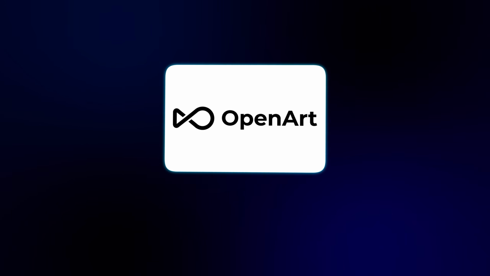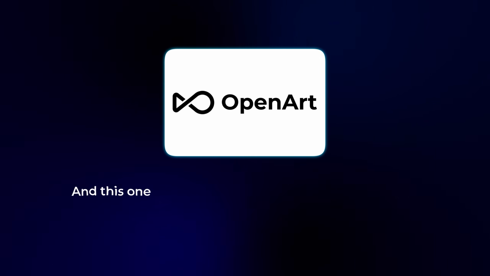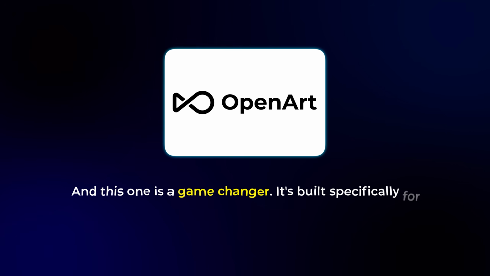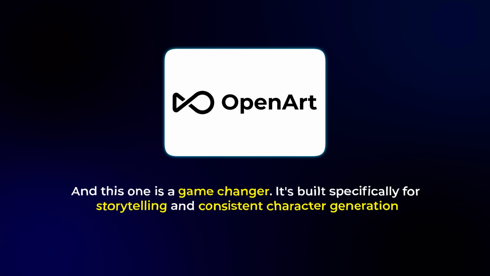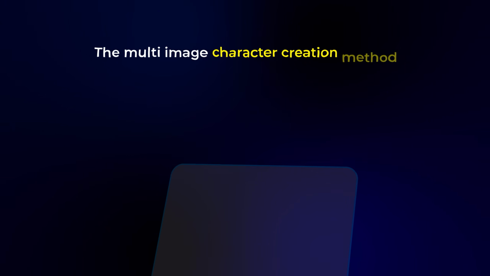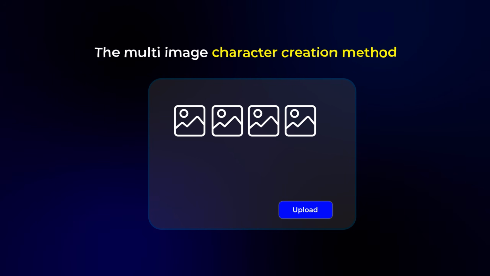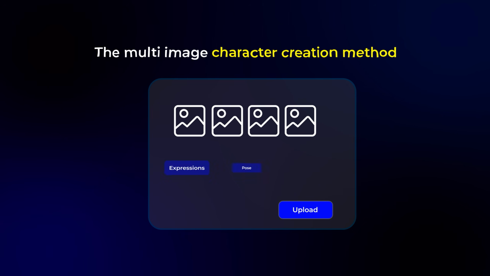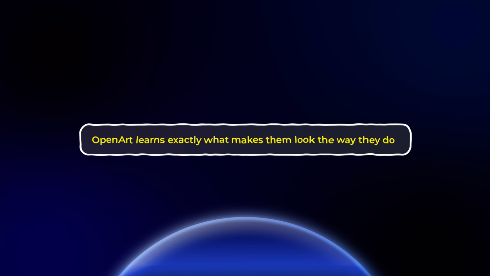Alright, now we're going to look into OpenArt, and this one is a game changer. It's built specifically for storytelling and consistent character generation. For this one, we're going to use the multi-image character creation method. This is where you upload 4 or more different angles, expressions, or shots of your character, and OpenArt learns exactly what makes them look the way they do. Let's dive in, and I'll walk you through the whole process step by step.